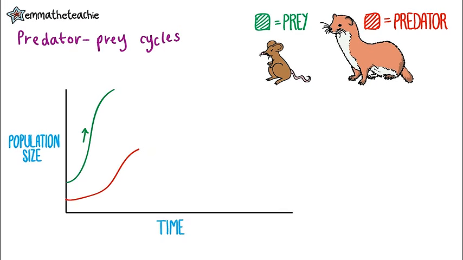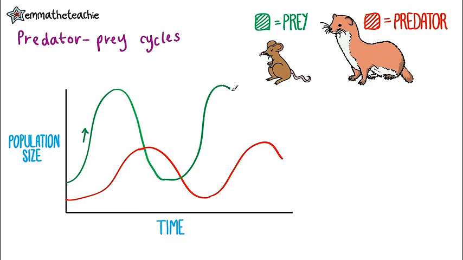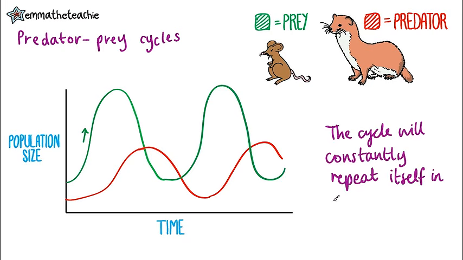Of course, now there are more predators to eat the prey, so the prey numbers will start to drop again, and they'll drop back to roughly where they started. But as the prey numbers drop, so will the predators, as there are too many to get enough food, so some won't survive to adulthood to reproduce. This cycle will continue, with fewer predators meaning the prey population can start to increase again, and so on and so on. The cycle will constantly repeat itself if it's in a stable community.